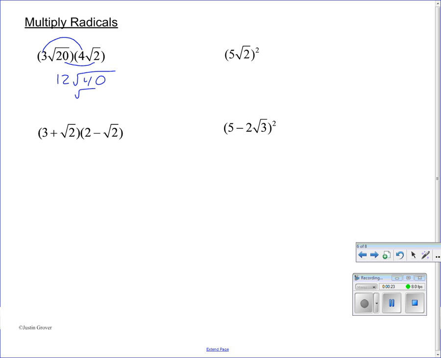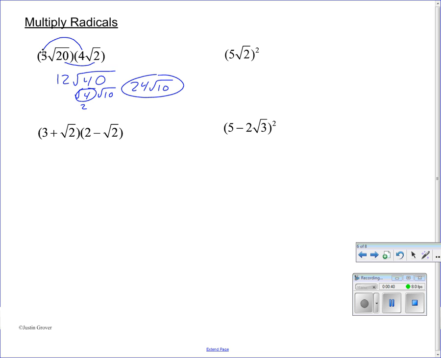And so rad 40 reduces with a rad 4, rad 10, because 4 is the square factor, goes on the left circled, becomes a 2, times the 12 already out front, and 24 rad 10 is the answer. And I know rad 10 has no square factor, so it's in simplest radical form.